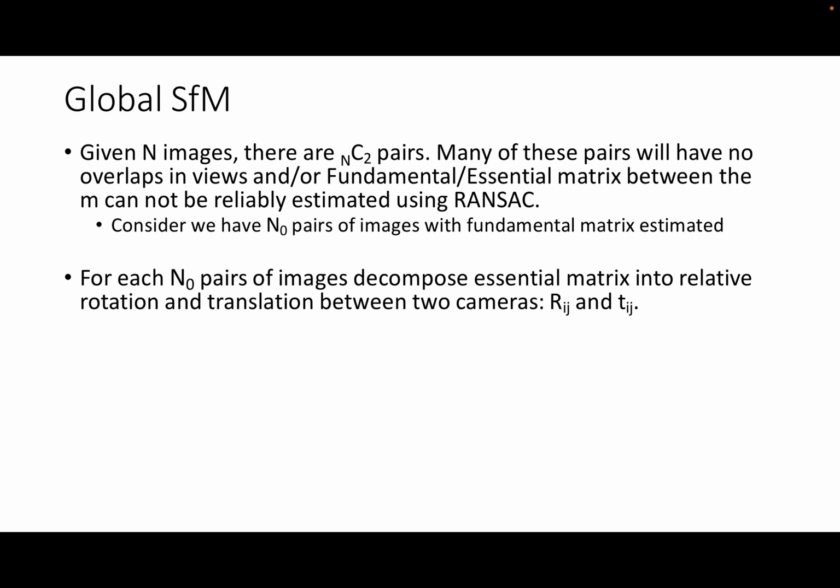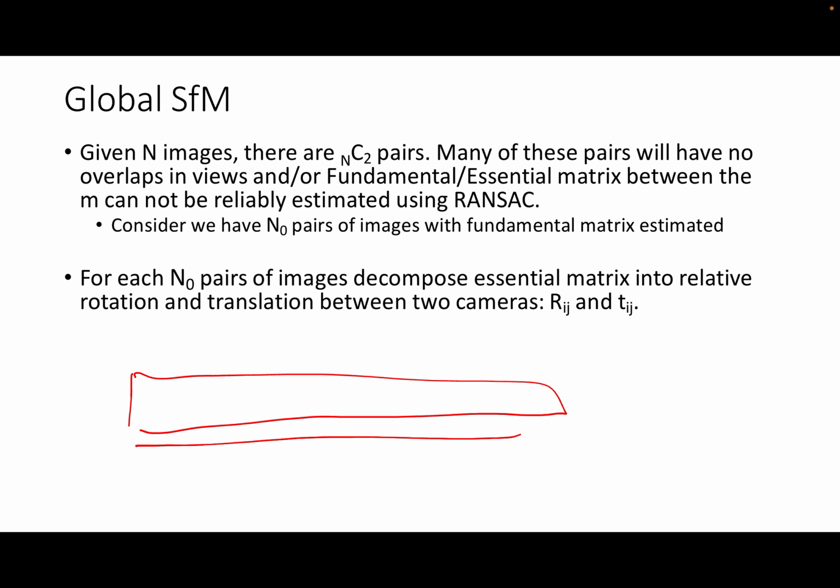And this shows global SfM. A little bit complicated. Given n images, there are n choose 2 pairs, since we can select 2 images from n images. Many of these pairs will have no overlap in views, and the fundamental and essential matrices between them cannot be reliably estimated using RANSAC. That's true: if we take a video, the frames of the early part and the last part might not have any overlap.